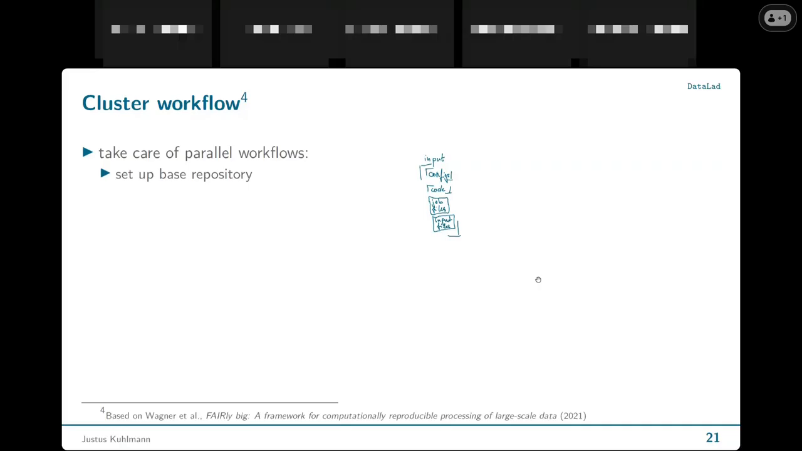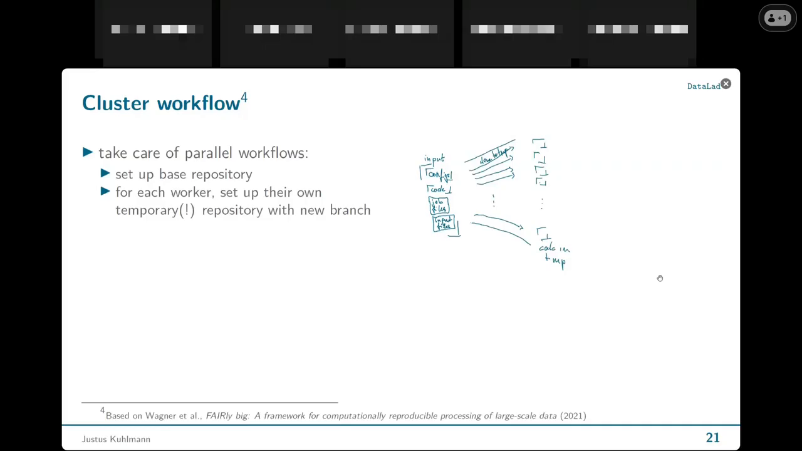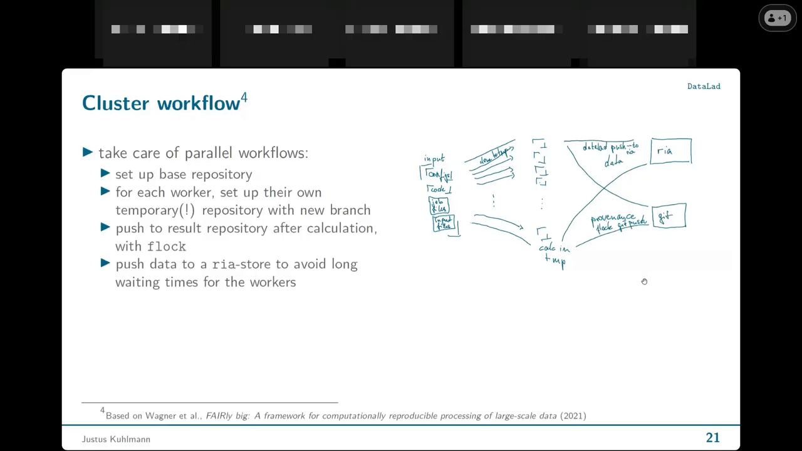First, we set up a base repository, which is the first point here. Since we can, at least in my case, naively parallelize the workflow, we copy this base repository to a temporary location and calculate there. When we are done with the calculation, we push the data to this RIA store that I just introduced to you, and we push the provenance data with a Git push. I want to point out that we use this flog, file log, in order to make sure that we don't push two things at the same time to the same Git repository, because Git can't really handle this.